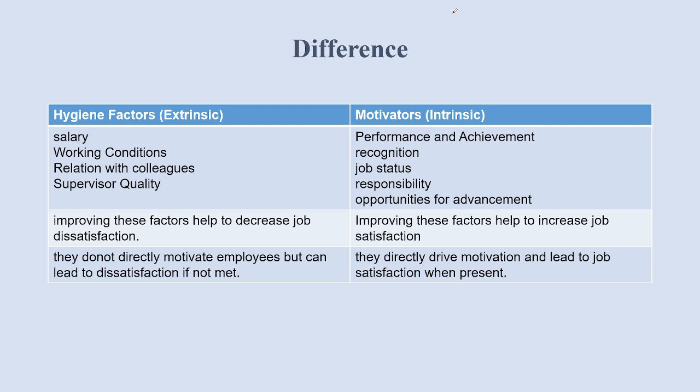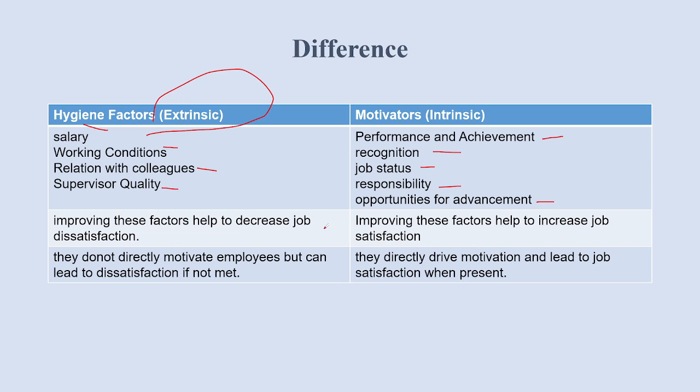Okay, if you're still confused between these two factors, I have made this table for you. You can take a screenshot of it, or you can note down this table in your notebooks. The hygiene factors, which are extrinsic in nature: salary, working conditions, relations with colleagues, supervisors' quality. The motivator factors, examples like performance and achievement, recognition, the job status, the responsibility, opportunities for advancement. These are basically the examples of these factors.